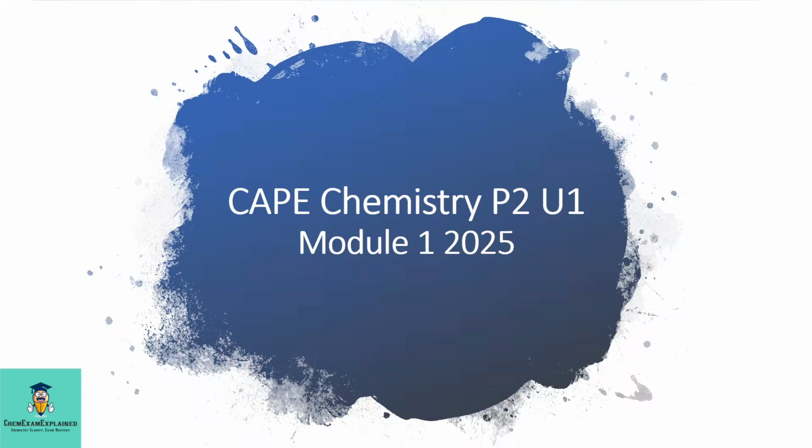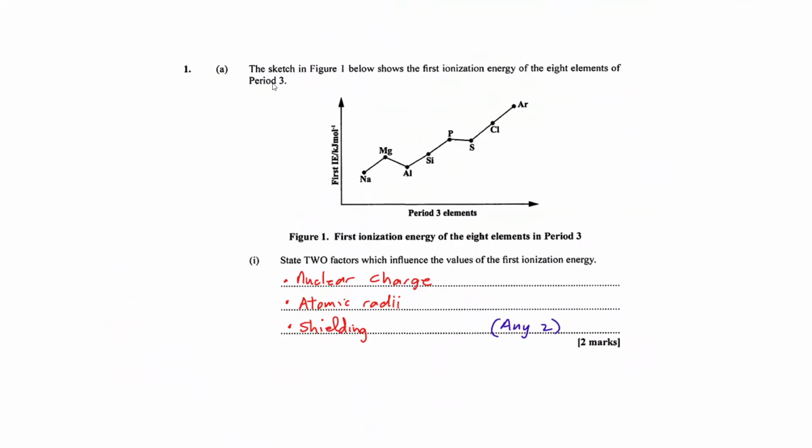In this video, we will be looking at CAPE Chemistry Paper 2, Unit 1, Module 1, 2025. Let's go. Question 1, Part A. The sketch in Figure 1 below shows the first ionization energy of the 8 elements of period 3. So here you see your graph with the 8 elements across period 3. And our first question is to state 2 factors which influence the value of the first ionization energy.